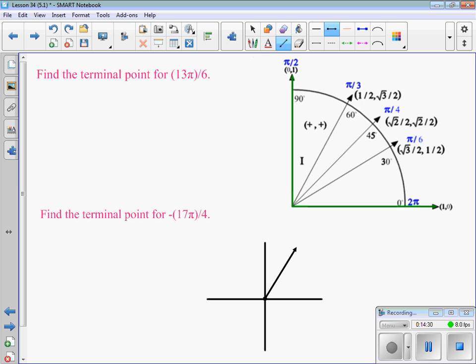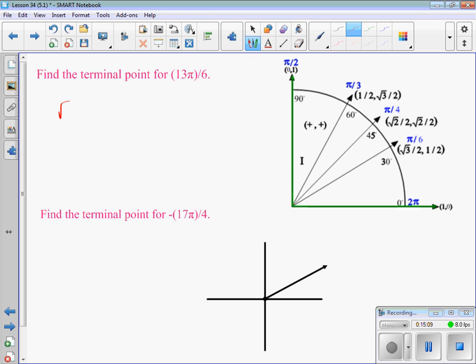Where is 3 pi over 6 at? Right here, isn't it? Okay, so I cut it a third of the way. I went, this is 1, 2, and 3 pi over 6. How many do I need total? 13. So this would be 4, 5, 6, wouldn't it? What would be down here? 7, 8, 9, 10, 11, 12. So 13 pi over 6 is actually the same as pi over 6. Do you see that? So what is the terminal point for that?